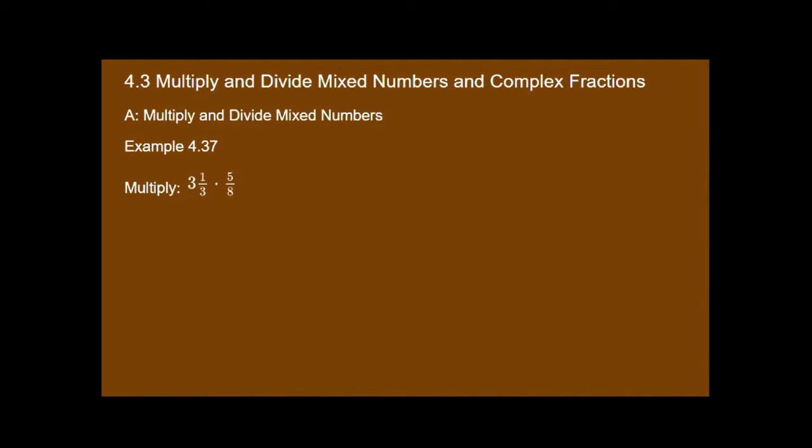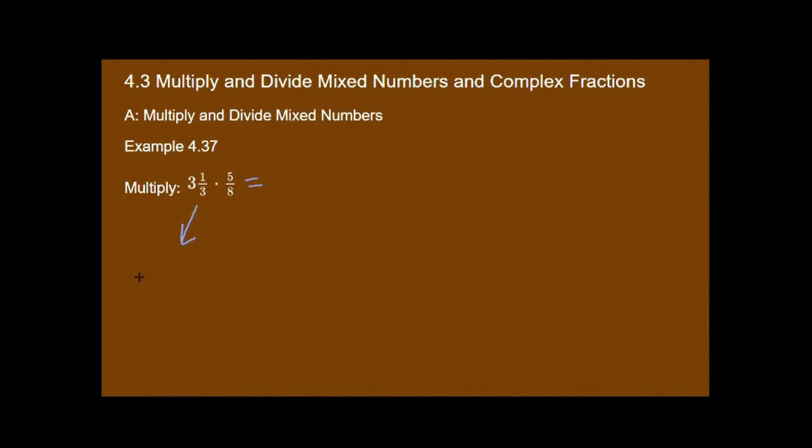Let's look at this example. Example 4.37. Multiply 3 1/3 times 5/8. So previously you've multiplied fractions together, but you had a regular fraction times a regular fraction. Now you have a mixed number in here. And so what we're going to do is we're going to change this mixed number into an improper fraction. So let's go ahead and rewrite this as an improper fraction.